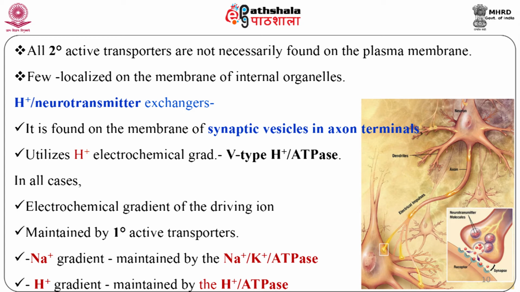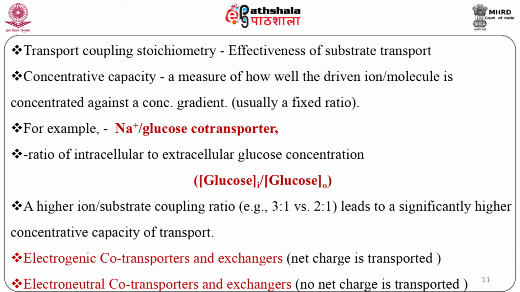In all the cases, the electrochemical gradient of driving ion is maintained by primary active transporters. The Na+ gradient across the plasma membrane is maintained by Na+ K+ ATPase, and the proton gradient across the synaptic vesicle membrane is maintained by H+ ATPase. Transport coupling stoichiometry determines the effectiveness of substrate transport against the concentration gradient.